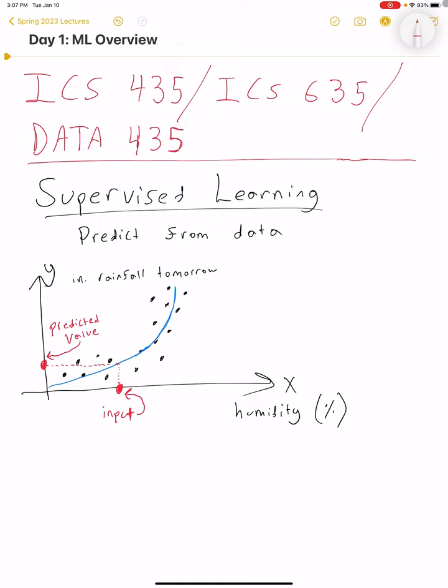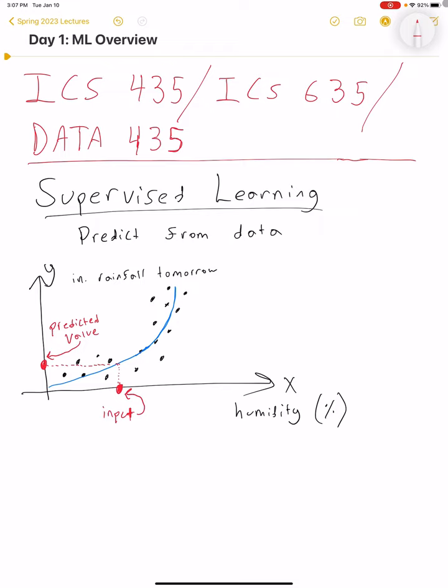Now, there's a lot of details about how the curve of best fit is learned, and we're going to cover that in this class. But conceptually, what a machine learning model is not too complex to understand. I mean, you already know about curves, and you're finding the curve that best fits the data. Any questions so far?